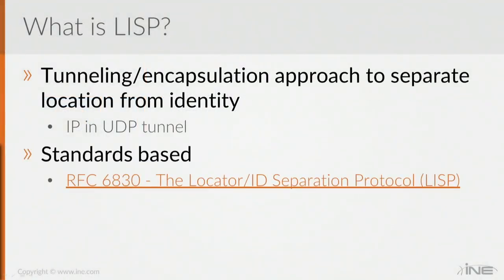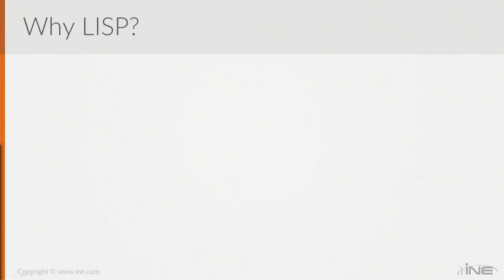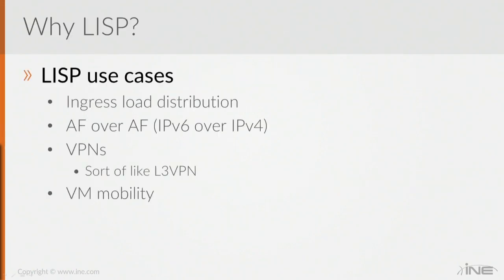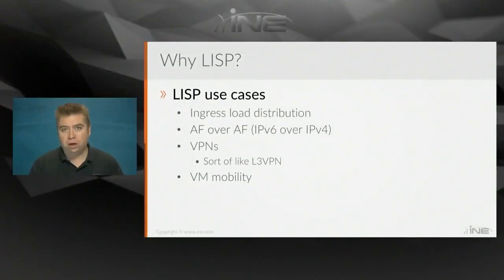Now, it is a standards-based protocol. RFC 6830 is where it's defined, so if you want the nitty-gritty details about the packet format and such, you can take a look at that afterwards. In terms of why we would want to use this, there are three main use cases for us. One is load sharing ingress traffic as we're receiving packets in from the service provider or service providers. One is IPv6 transition, where we could tunnel IPv6 over the IPv4 core.